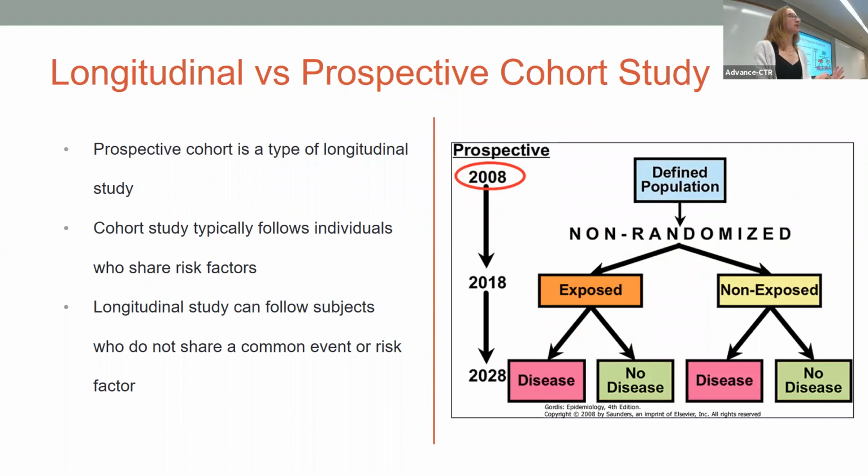Now, I briefly wanted to mention the difference between longitudinal and prospective cohort studies, because I presented prospective cohort studies in the first intro to study design seminar. Now, a prospective cohort study is a type of longitudinal study. You are following subjects over a long period of time into the future. However, the difference is that in a cohort study you start with a cohort of people who typically share a pre-specified set of risk factors. Whereas with a longitudinal study, you don't necessarily need to have a cohort of people who have the set of risk factors.